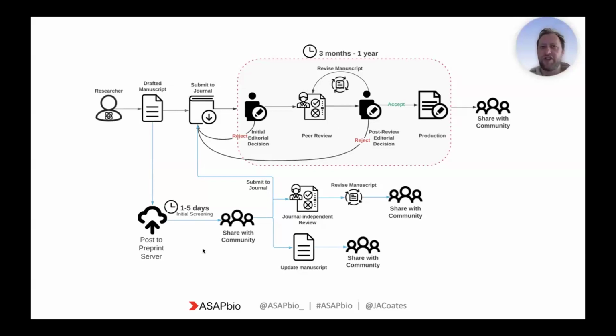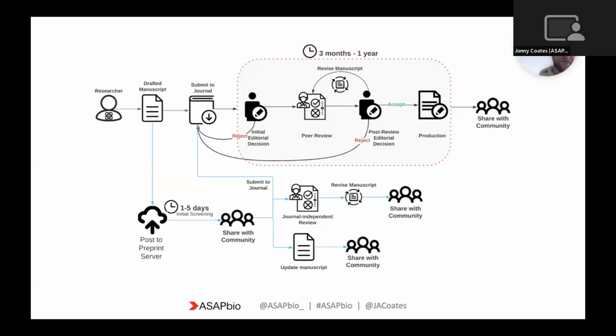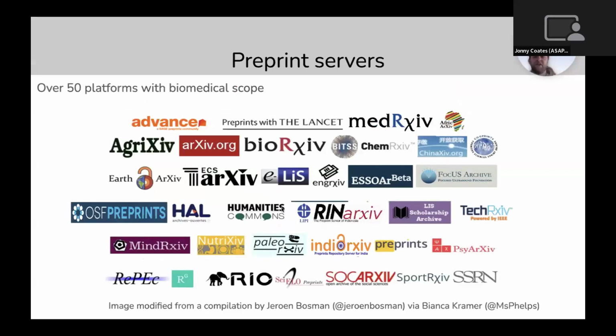The preprints are very much about changing the system. And currently, there are over 50 different preprint servers with biomedical scopes. These are just some of them. And these servers, there's a lot of different experiments going on with the different servers and how they work. They all work a little bit differently from one another. Some are owned by publishers, some are owned by more community-focused entities. Some have regional focuses, some have field focuses, some are very general. It can be quite a difficult thing to figure out which one to use.